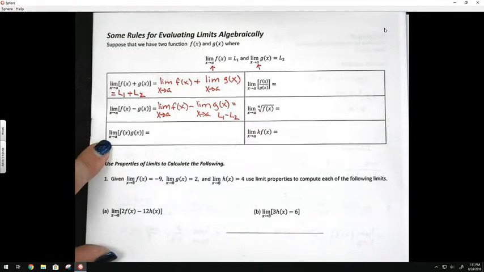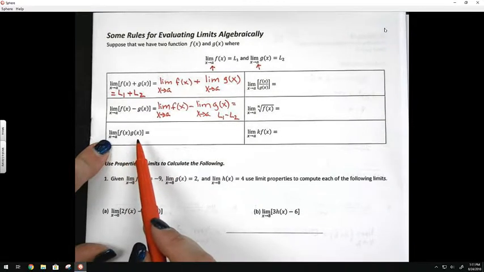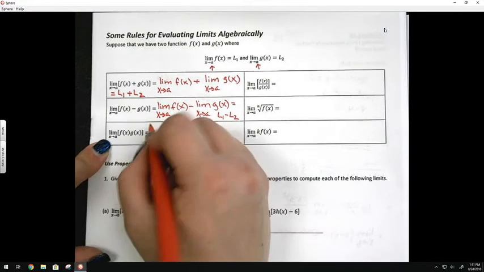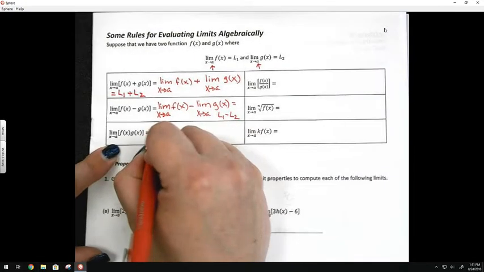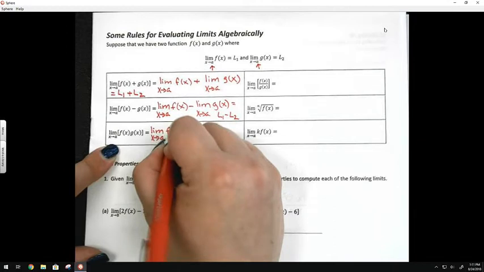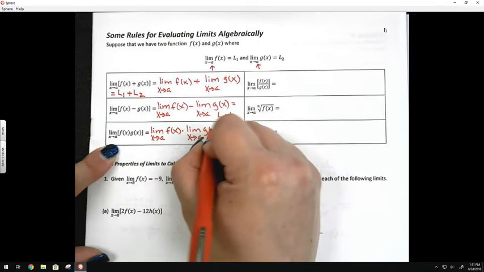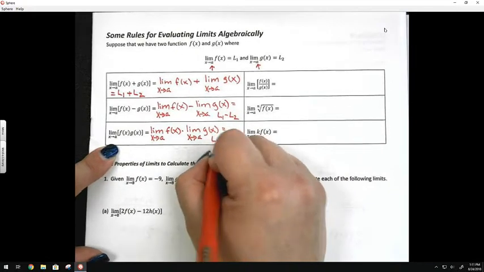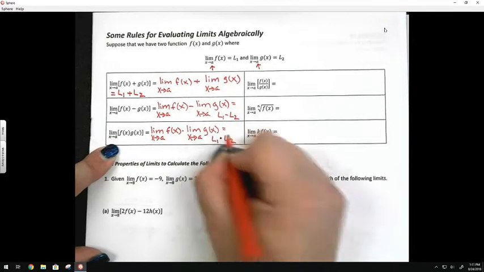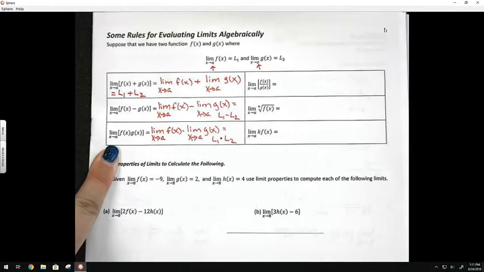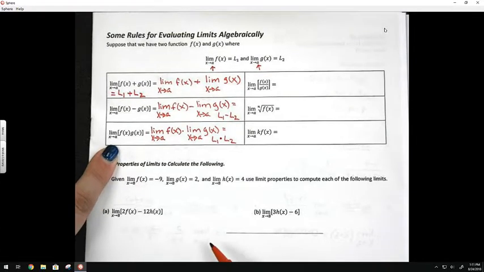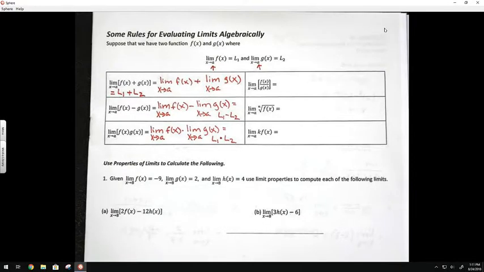Limit as x approaches a of f of x times g of x. Guess what? We can just break it up to multiply the 2 limits. So limit as x approaches a of f of x times the limit as x approaches a of g of x, which really just means L1 times L2. Now, I know as I write these, you guys are probably like, what are we ever going to use this for? So I promise these 2 examples down below will show you. But we're able to use these limits then when we don't actually have the functions themselves. We just have some random values. Okay? So that's important for me to point out real quick.